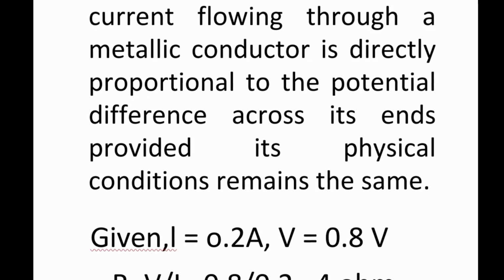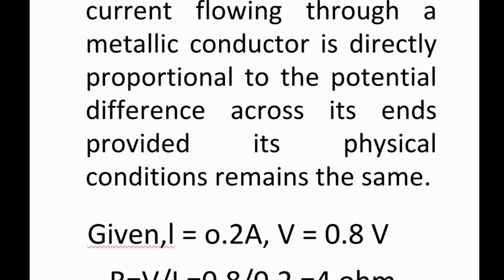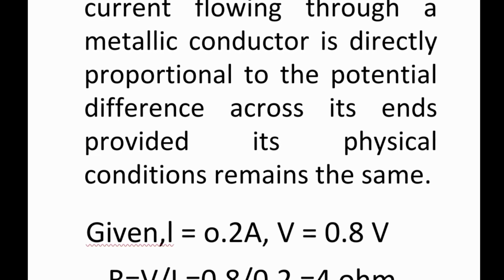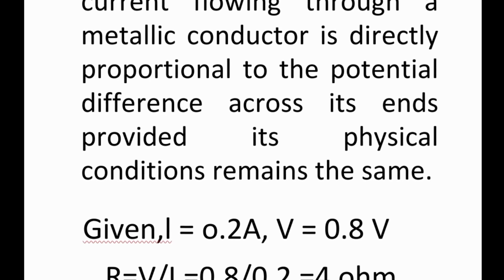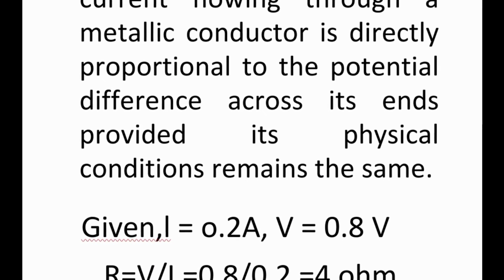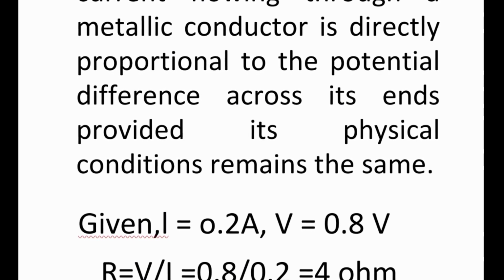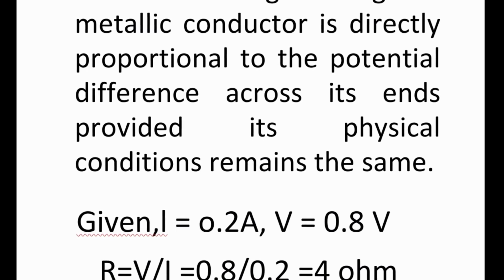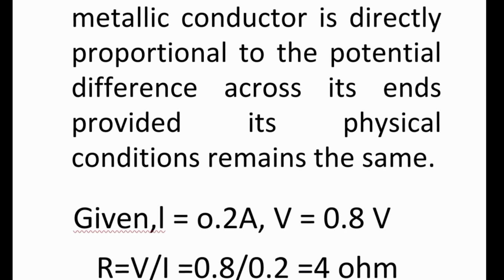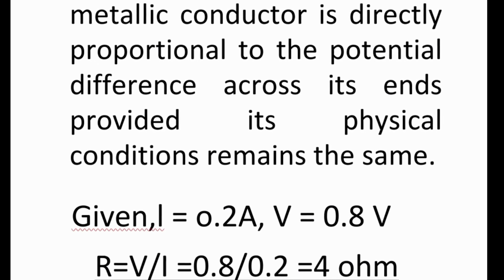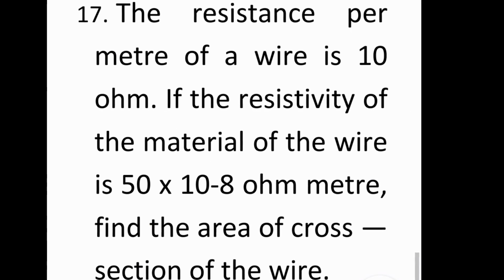And what are the given things? That is 0.2 ampere is the current and 0.8 volt is the potential difference. Okay, so now we can write down the given quantities. That is, I is equal to 0.2 amperes, then V is equal to 0.8 volt. Then how can we find resistance? Yes, that is, R is equal to V by I. Can we substitute? Okay, so what will we get? V is 0.8, so that will be 0.8 by 0.2, that is equal to 4 ohms. So that is the resistance of the conductor.